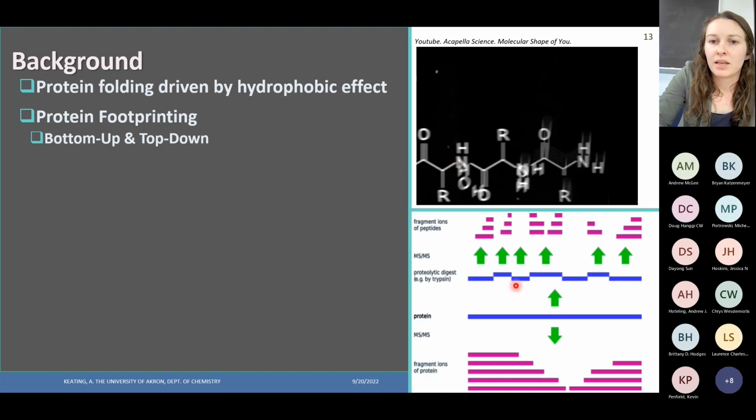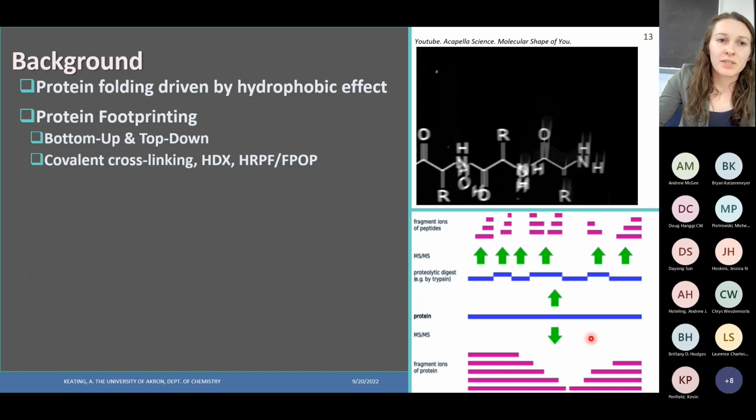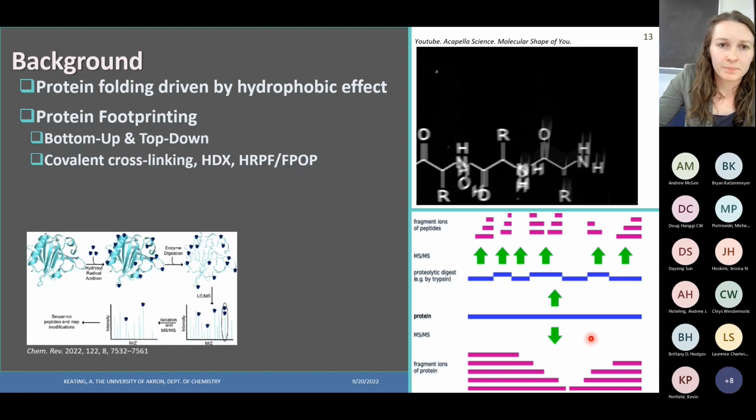Bottom up being an enzymatic digestion of the protein that you then run LCMS or MSMS on the digested products themselves, and then ultimately piece back those fragment ions into the larger protein. Top down is when you take the protein and inject it into the mass spec directly or with LC to help purify. And then from there, you can fragment and break it apart that way. There are top-down techniques used for protein footprinting, including covalent cross-linking, hydrogen deuterium exchange, and the free radical peroxide or hydroxyl radical oxidative products that can form.